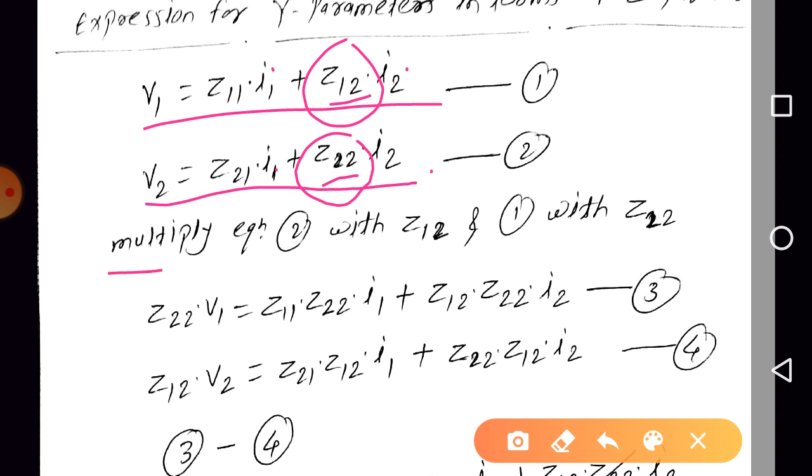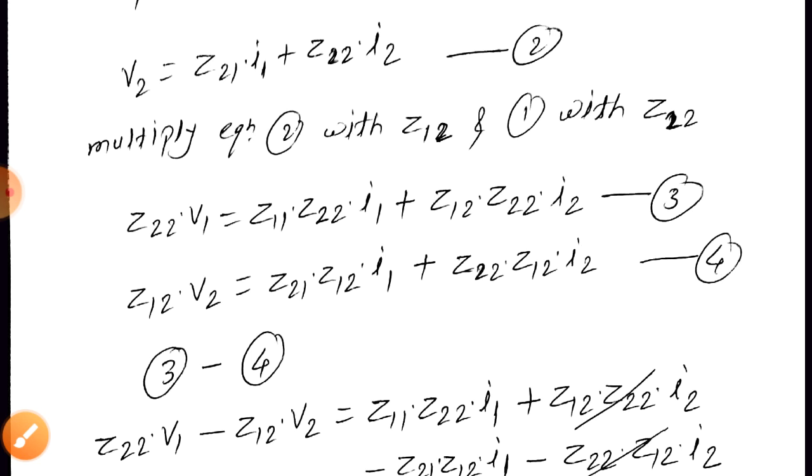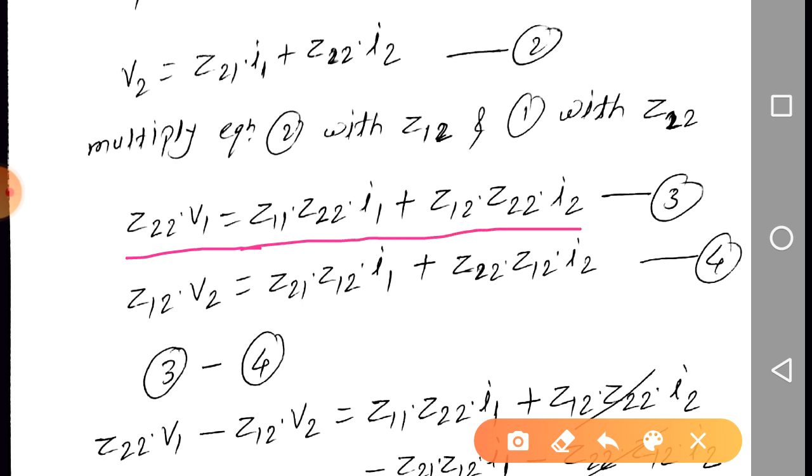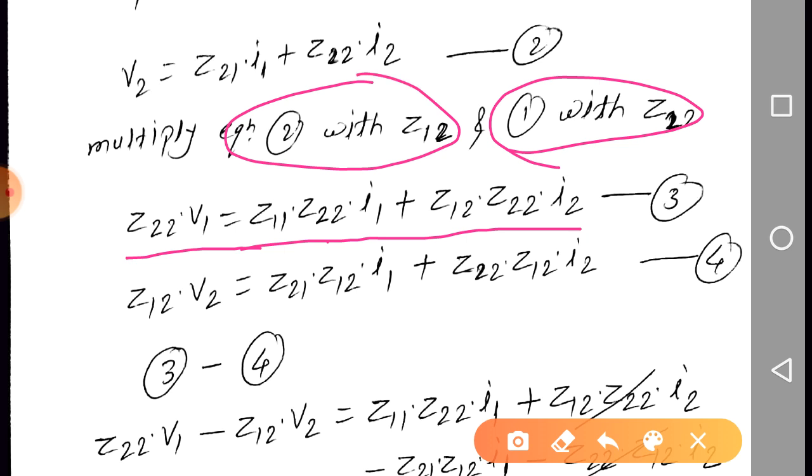So what we are going to do is multiply equation 2 with z12 and equation 1 with z22. If we multiply equation 1 with z22, we get z22 v1 is equal to z11 into z22 into i1 plus z12 into z22 into i2. Similarly, multiply equation 2 with z12, so z12 into v2 on the left-hand side is equal to z21 into z12 into i1 plus z22 into z12 into i2.